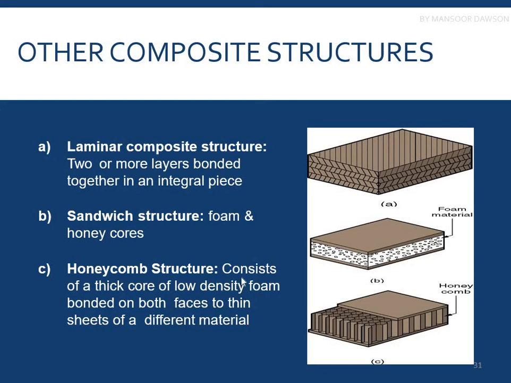This is a honeycomb structure, which consists of a thick core of low density foam bonded to both faces of thin sheets. So we are using thin sheets over here, and there is a low density foam bonded on both faces of the sheets. It usually looks like a honeycomb, like we can see from a natural honeybee nest.